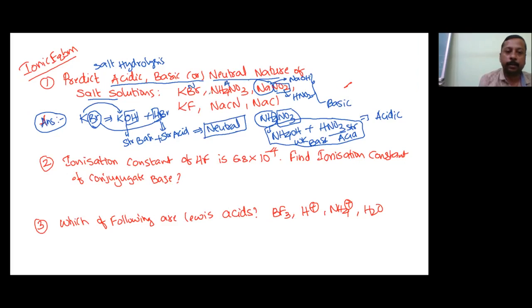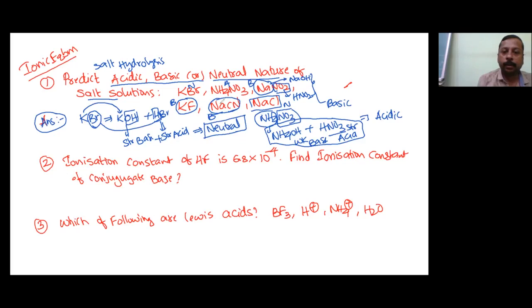Now let us see KF. HF is a weak acid and KOH is a strong base. Therefore, KF is a weakly basic solution. NaCN: NaOH is a strong base and HCN is a weak acid, so this is also a basic solution. And NaCl is the very famous neutral one. So these are the answers.